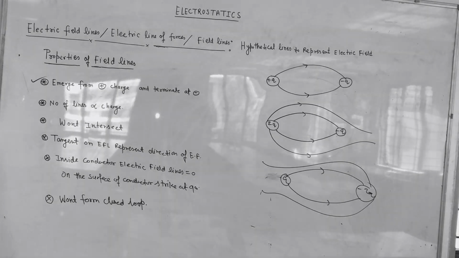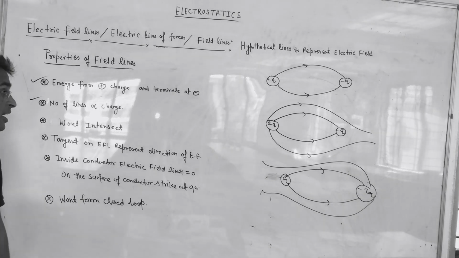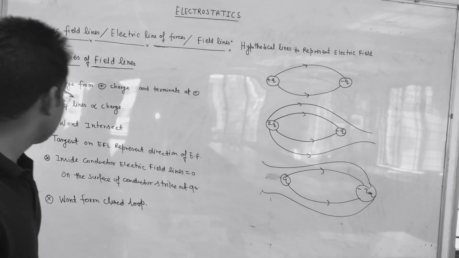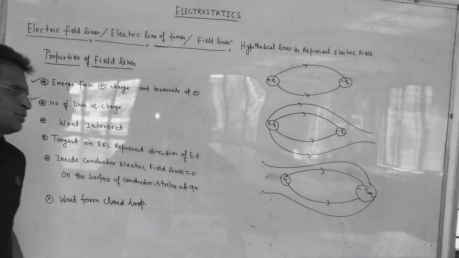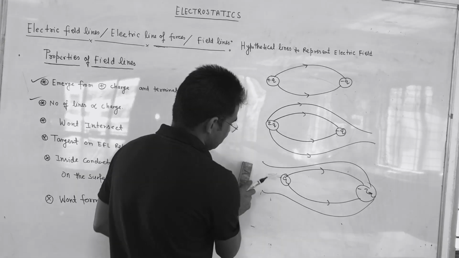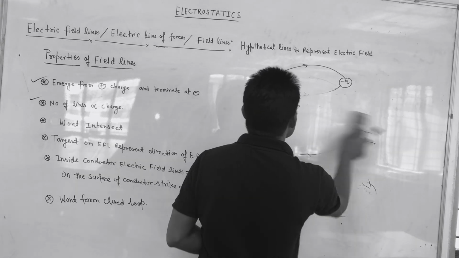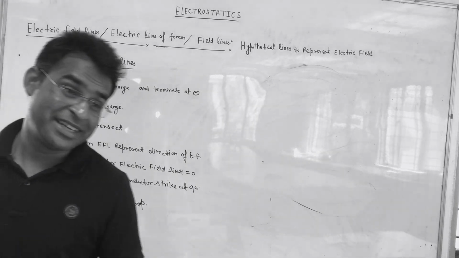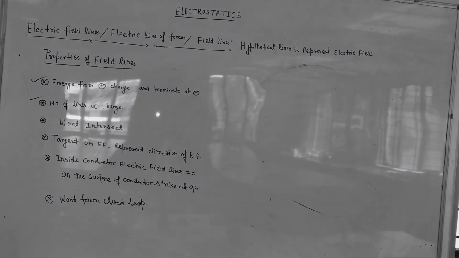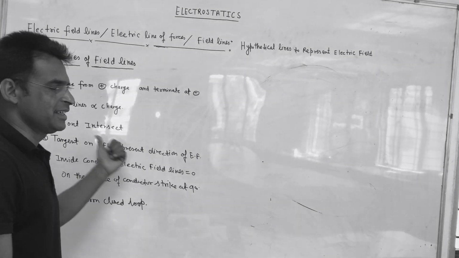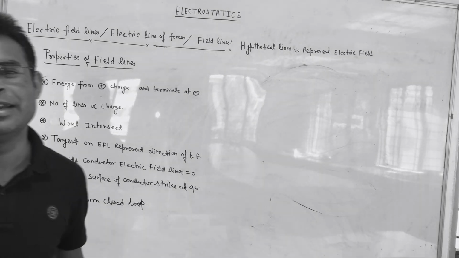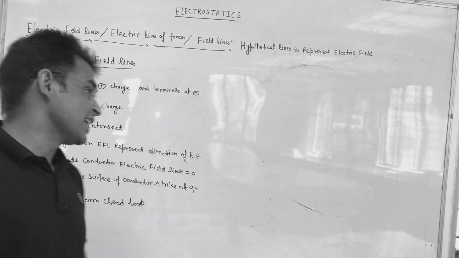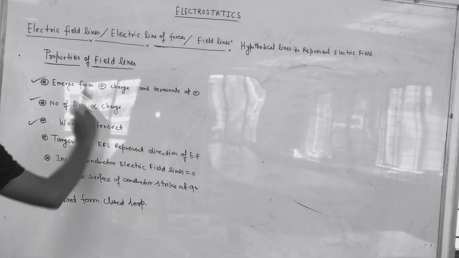The first one: lines emerge from positive and end at negative. The second one: the number of lines is directly proportional to charge. And the third one: they won't intersect. This property I won't explain, as we already did it in 10th grade. Electric field lines do not intersect. What's the reason for that? They do not intersect because if they intersected, there would be two different directions. Everyone knows that from 10th grade. If something intersects, it will have two directions. At one point, an electric field cannot have two directions. That's why they won't intersect. So 3 points done.